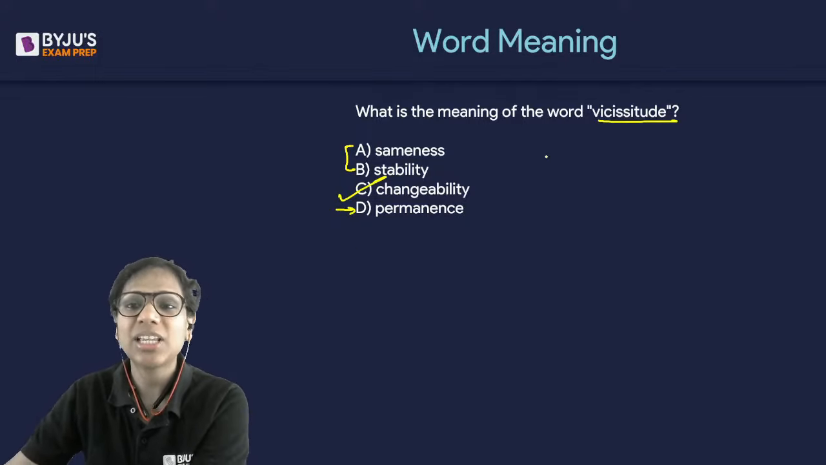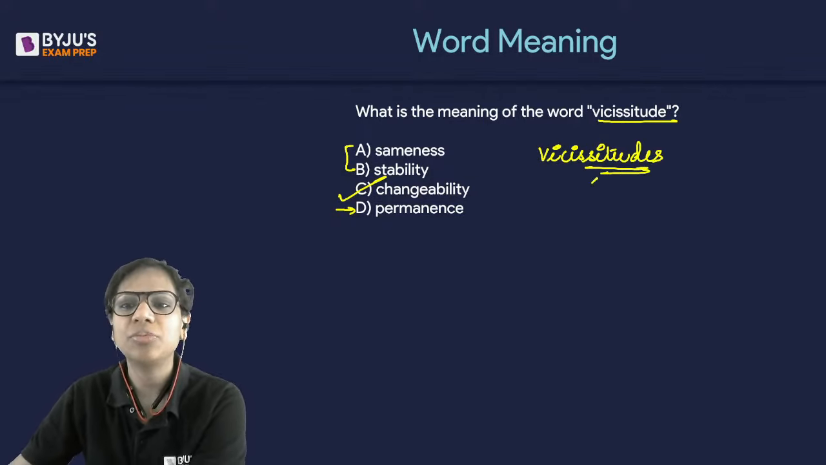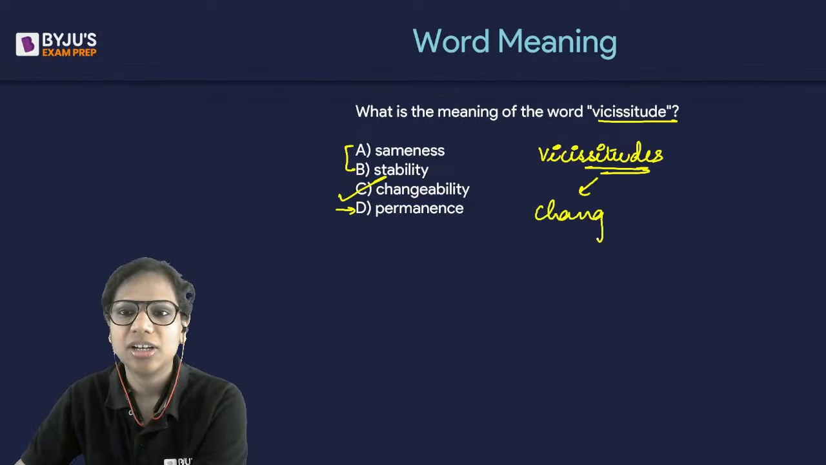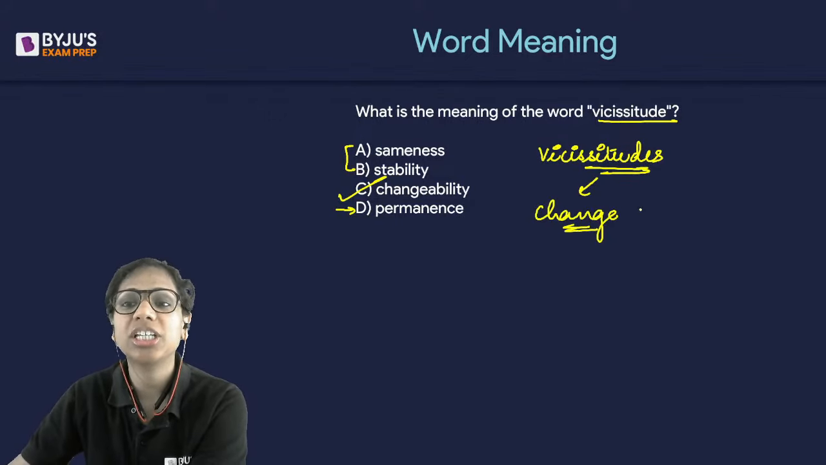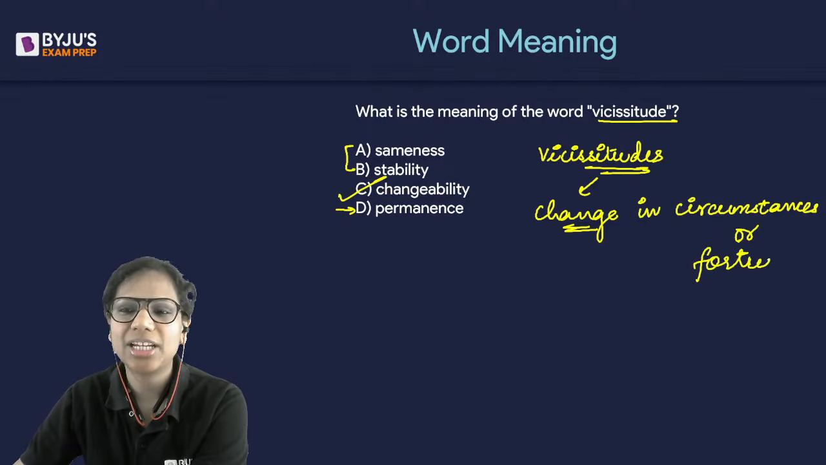Vicissitude. In case you've heard vicissitudes of fortune. Vicissitudes, usually it is used as a plural word, right? So it means a change. Change in what? Usually in circumstances, in people's fortune. And it's an unpleasant change. It's a negative word actually. It stands for an unpleasant change.